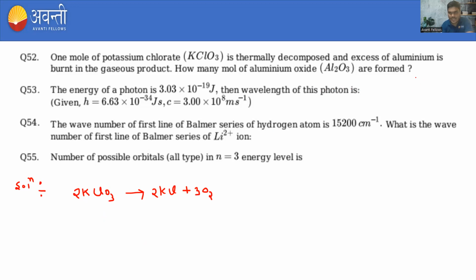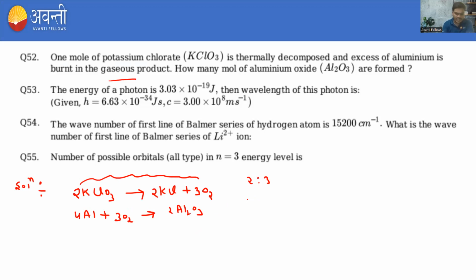And excess of aluminum is bond in the gaseous product. So here, what is the gaseous product? O2 है. Right. So this reacts with 4 aluminum. This reacts with the 3 mole of O2 and they will give 2 mole of Al2O3. Right. Good. So the molar ratio of the first reaction is 2:3. Here the molar ratio is 2:3, and simply KClO3 and O2.